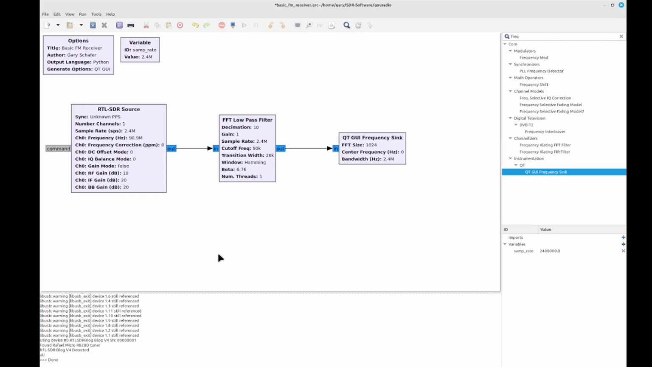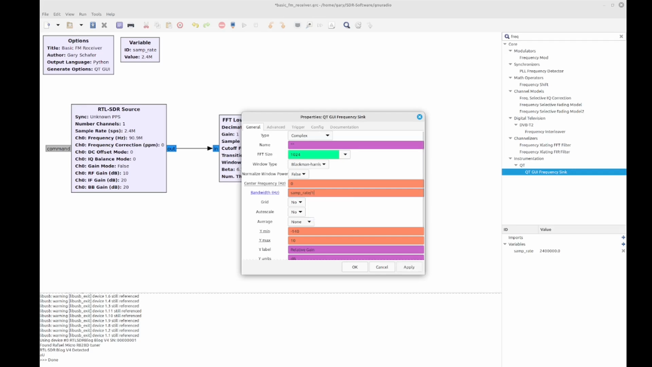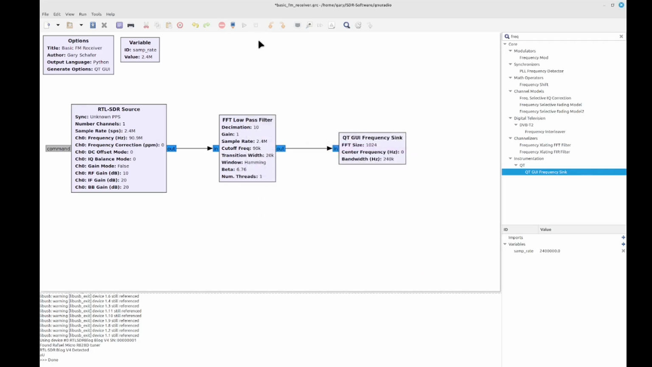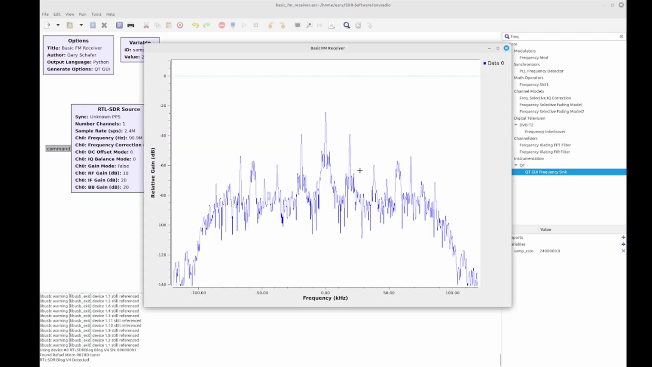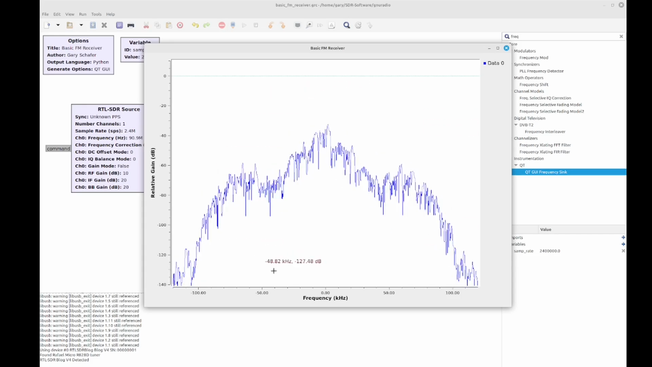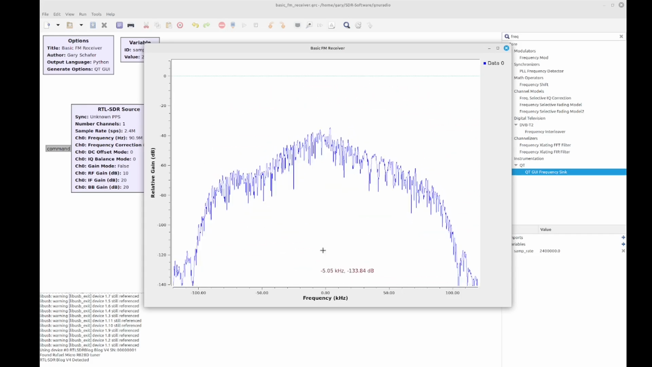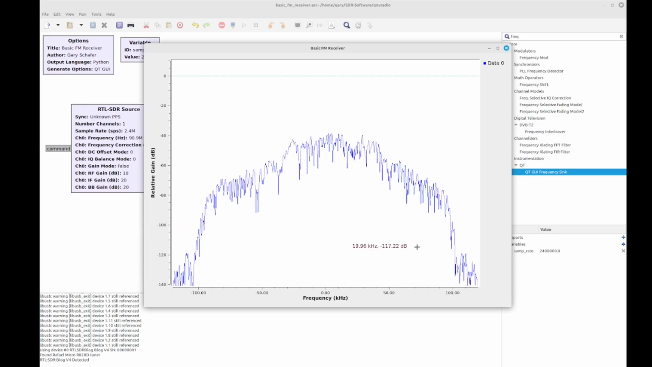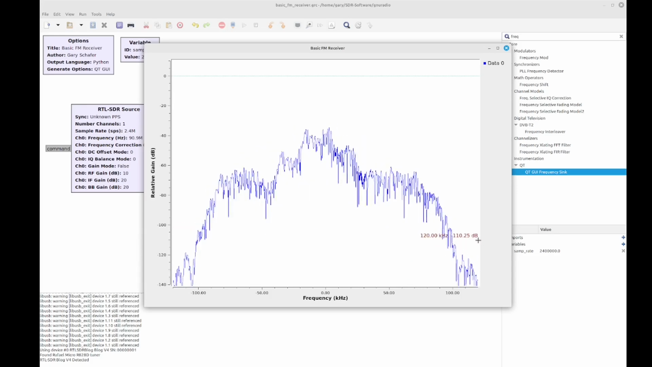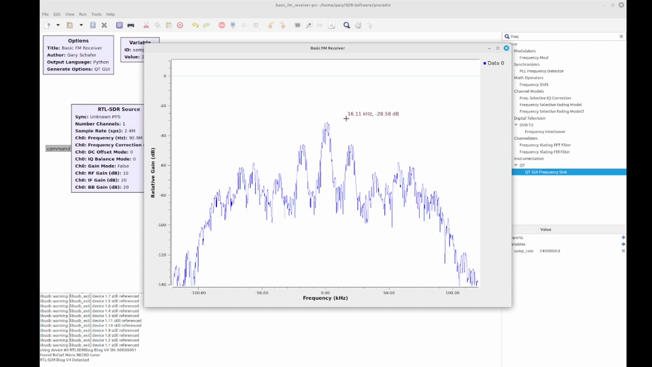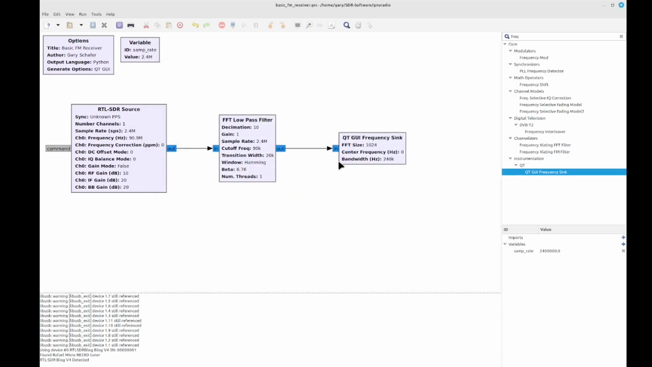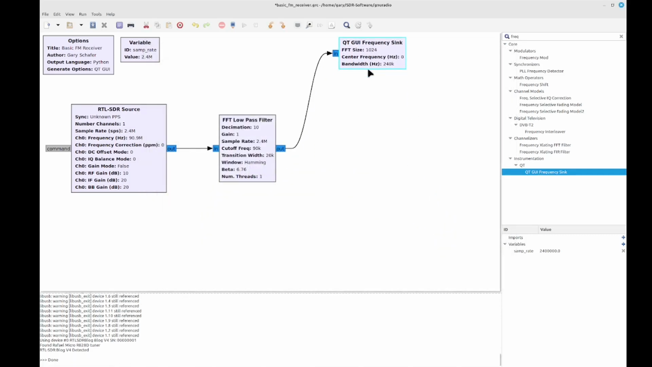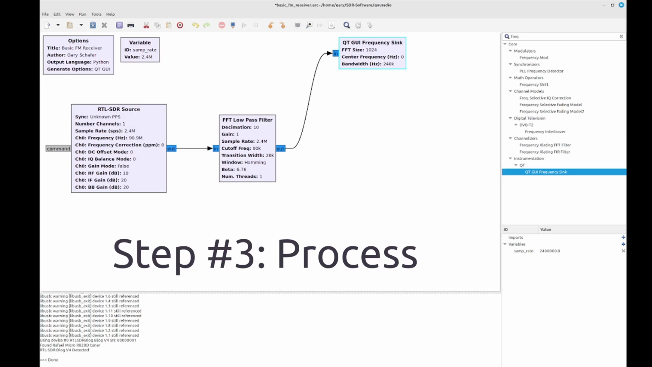So I'm going to set that there, and then I'm going to do the exact same thing inside of the frequency sync. When I run the flow graph and look at my frequency sync, I'm seeing only the signal that I filtered on, the original analog signal. I'm now between plus and minus 120 kilohertz, because my sample rate is 240, so half of that, the Nyquist frequency, is 120 kilohertz. And I'm set up for the next step, which is step 3, process.